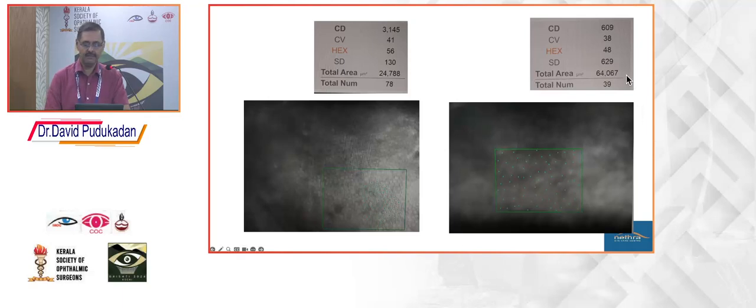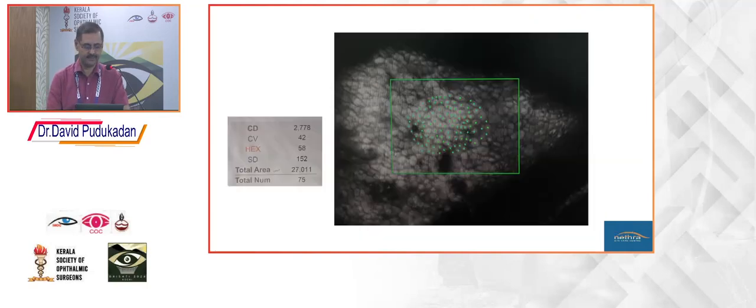Whereas in the second figure, you can see that the cell density is around 609, which is very low, and the image is not clear. You can roughly make out that the cell size is grossly enlarged. So there is a lot of polymegathism.